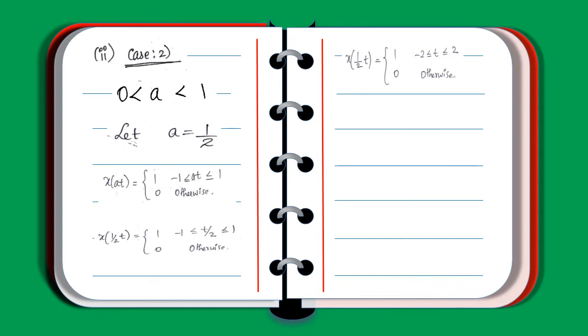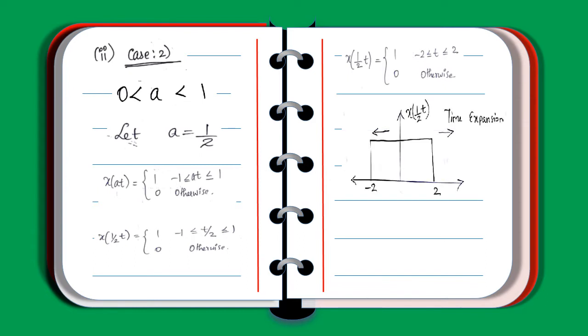If you modify this definition, when t lies between minus 2 to 2, x of t by 2 is equal to 1. It is 0 otherwise. Let us plot the signal now. We can see that the limits have expanded to minus 2 to plus 2. Throughout this interval, the amplitude is 1. Now if we compare this with the original signal x of t, which was lying between minus 1 and plus 1, we can see that time expansion on both sides has happened to the signal. So this is the elongated or expanded version of the signal x of t.